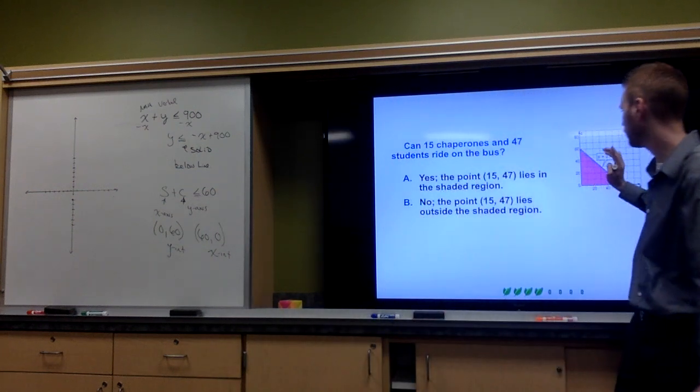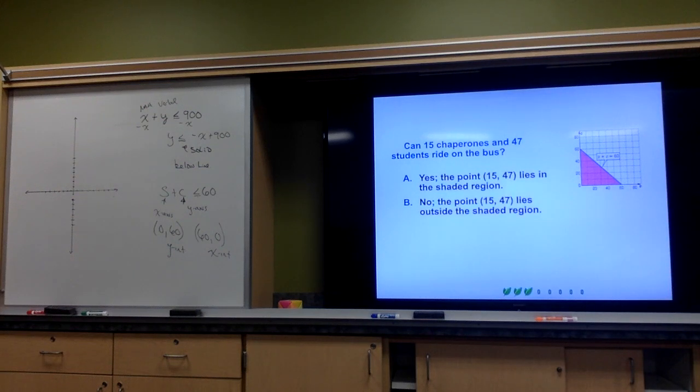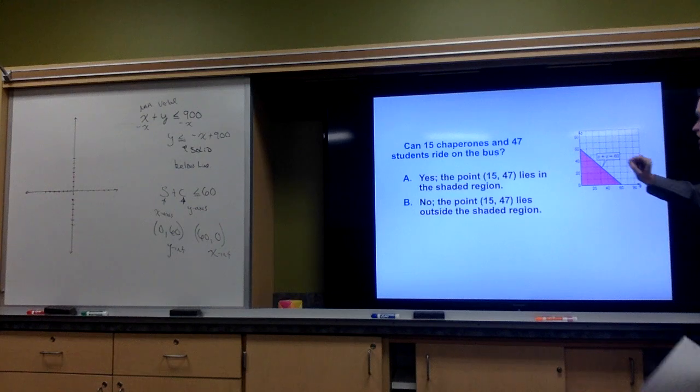So if I plug in, well, let's read the question. Can 15 chaperones and 47 students ride the bus? The answer would be no. 15's right here. If I go up to, what, 47? 47 would be roughly here. It's just outside the boundary. Okay, not by much, but just enough to where it isn't going to work out. It's going to be outside the shape.